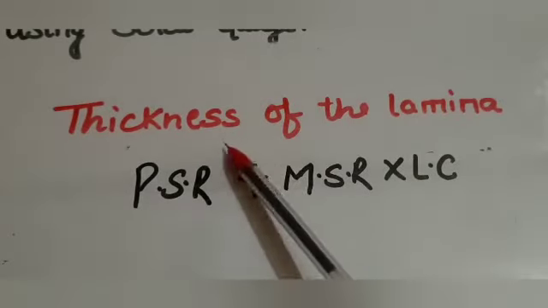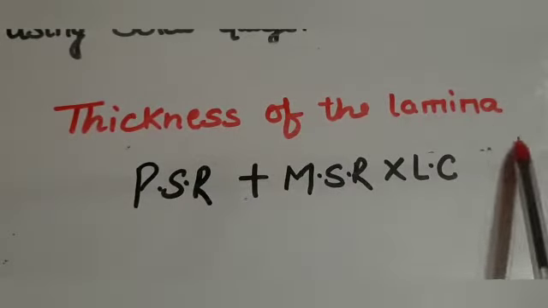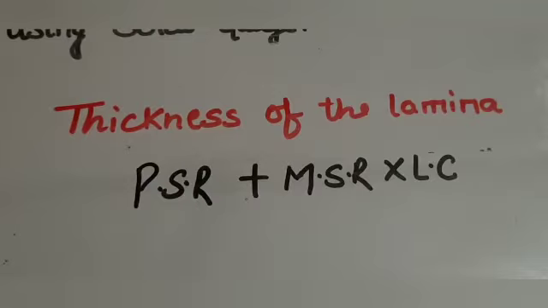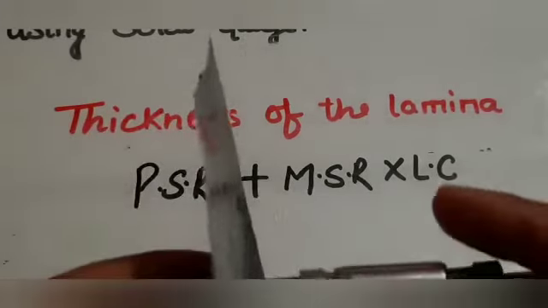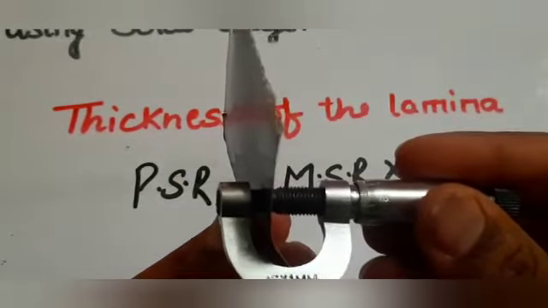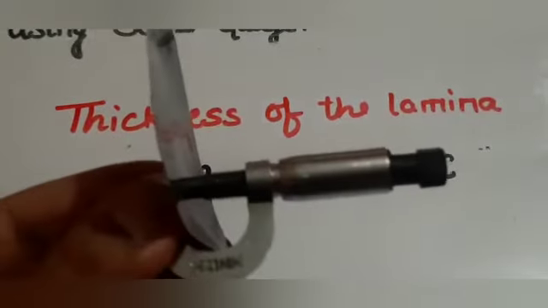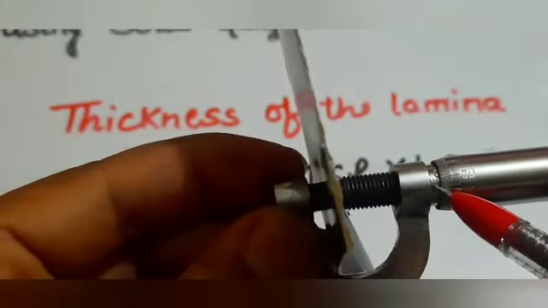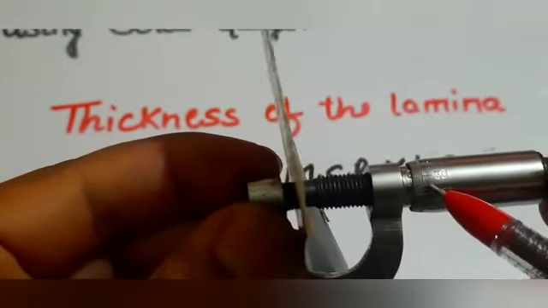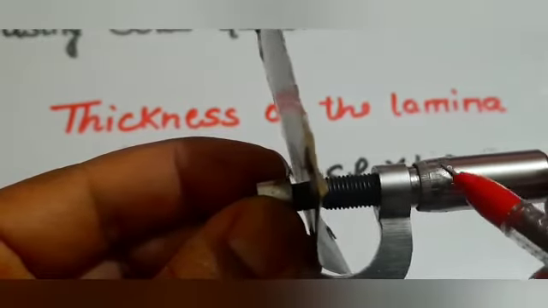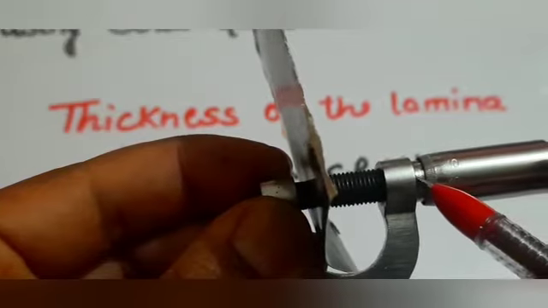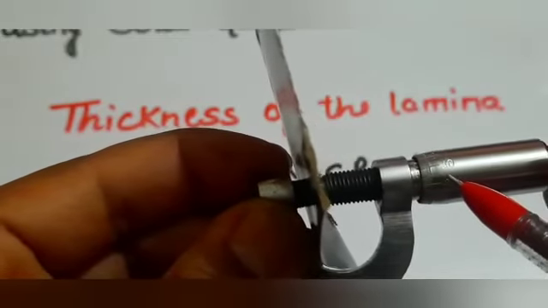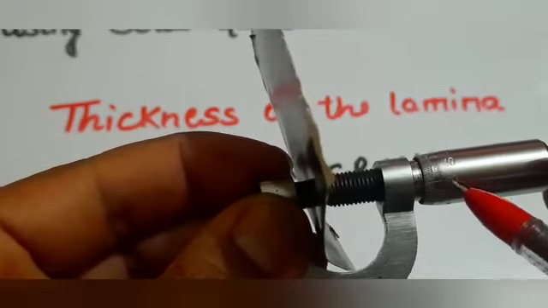Now we will find out the thickness of the lamina. Thickness of the lamina is equal to pitch scale reading plus main scale reading into least count. To find the thickness, we will place the lamina in between the screw and anvil. Now we will note down the pitch scale reading. As you can see clearly here, the pitch scale reading is 0 and the main scale reading is 25, because this line is just merging with the reference line.